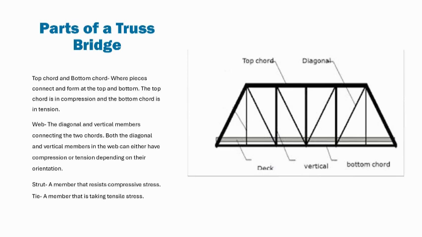Web. The web is the diagonal and vertical members connecting the 2 chords. Both the diagonal and vertical members in the web can either have compression or tension depending on their orientation. Strut. A strut is a member that resists compressive stress. Tie. A tie is a member that is taking tensile stress.